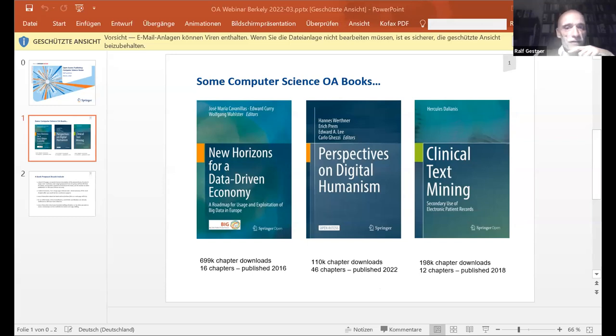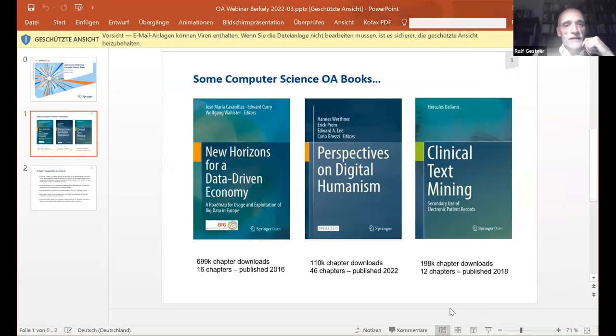And you see very well also the number of downloads. For example, there's one from Ed Curry who has joined us this evening or to this day. Sorry, for me, it's the evening. This was actually his first open access book, New Horizons for a Data-Driven Economy. It was published 6 years ago, and it has basically seen 700,000 chapter downloads, which is really a huge success. And it just highlights the importance and the benefits of publishing open access and the high download figures, because there is no barrier for potential readers to actually access the book.